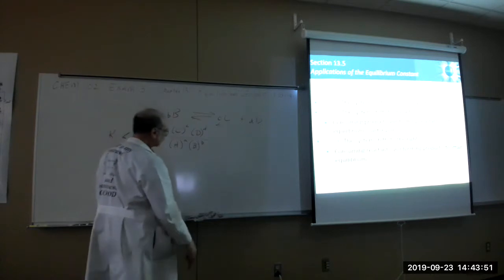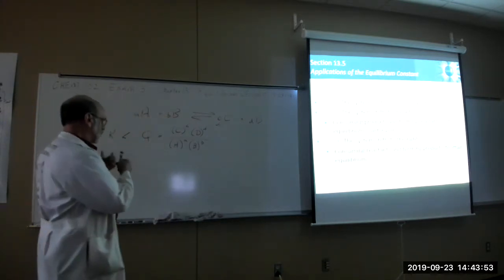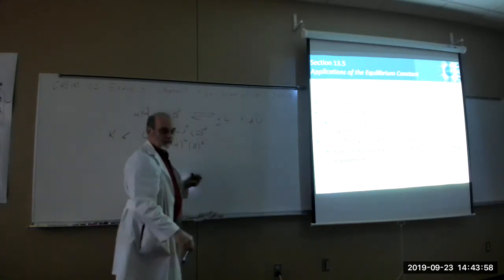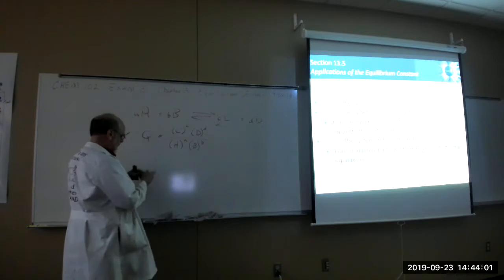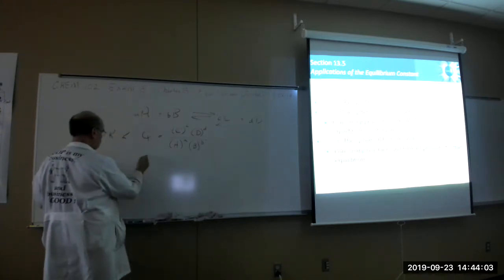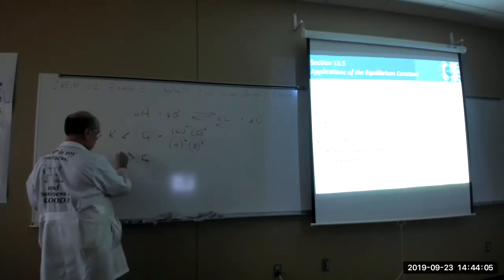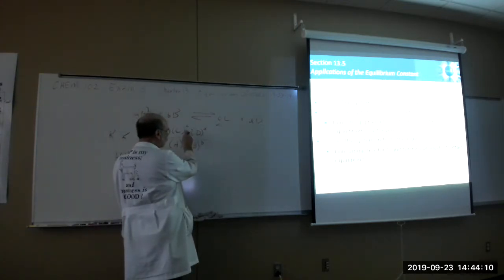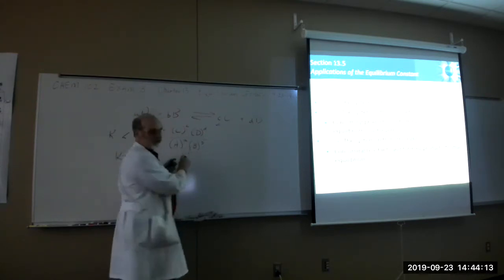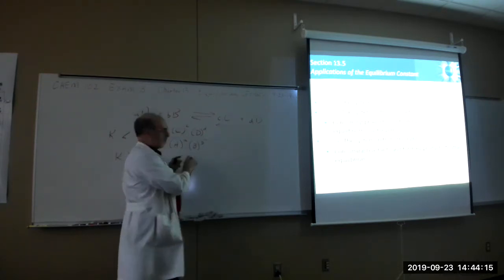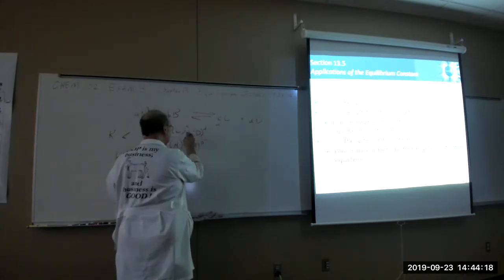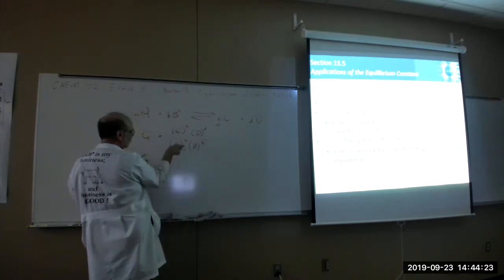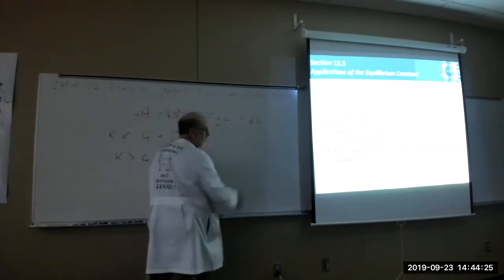Right. If Q is less than K, for the converse reasons, it would tend to the right. Because if Q is less than K, that means we have too few products and too much reactants. To make Q less than K, you would need less of this and more of that. So that means less of this, more of that, means that direction.